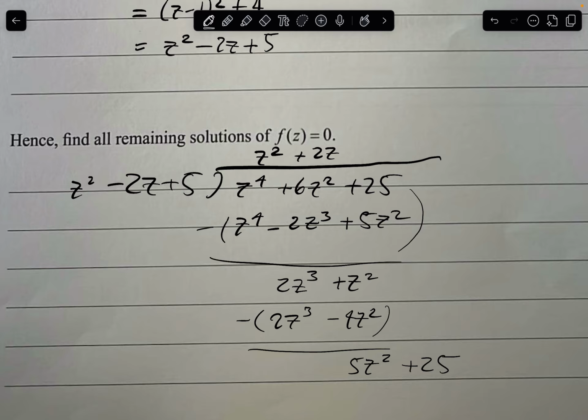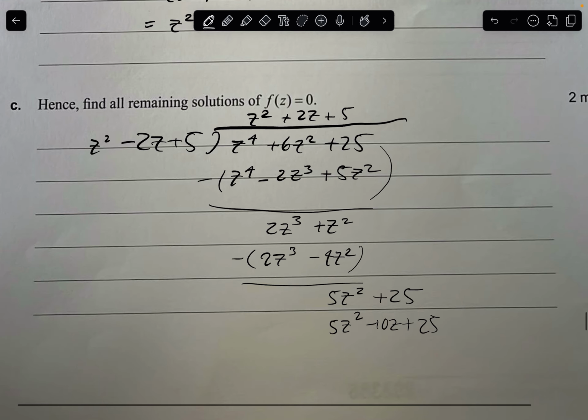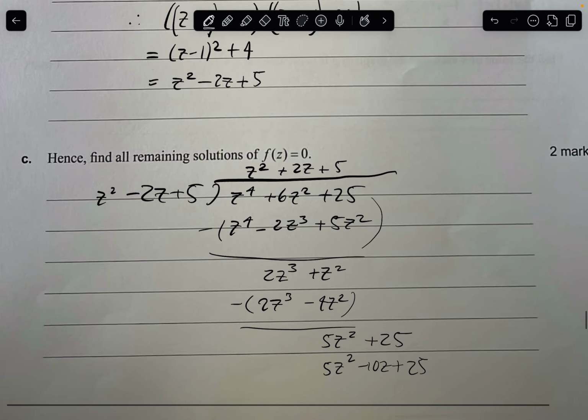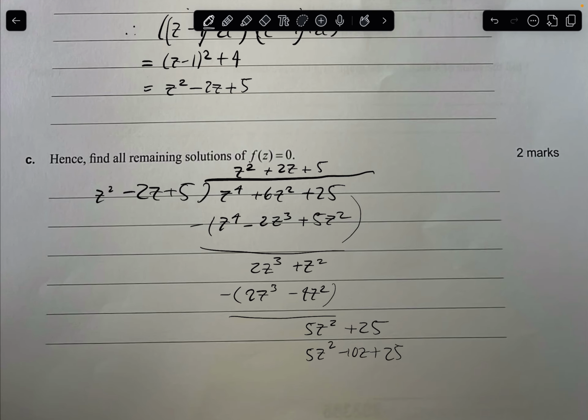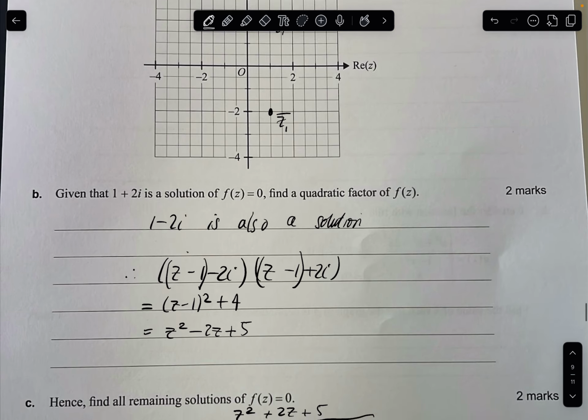You can say plus 5, and you have 5z squared. I will have a minus 10z plus 25. What have I done? Z squared. Did I write it correctly? Yes.